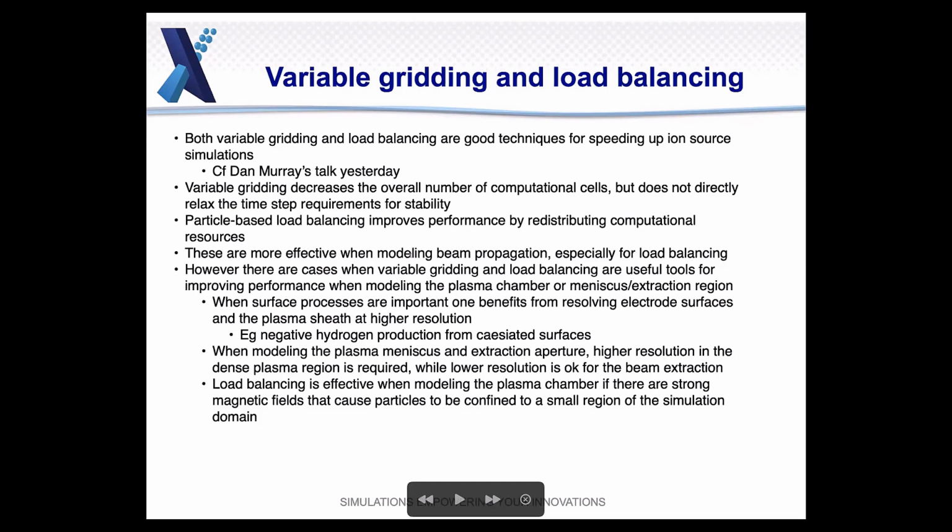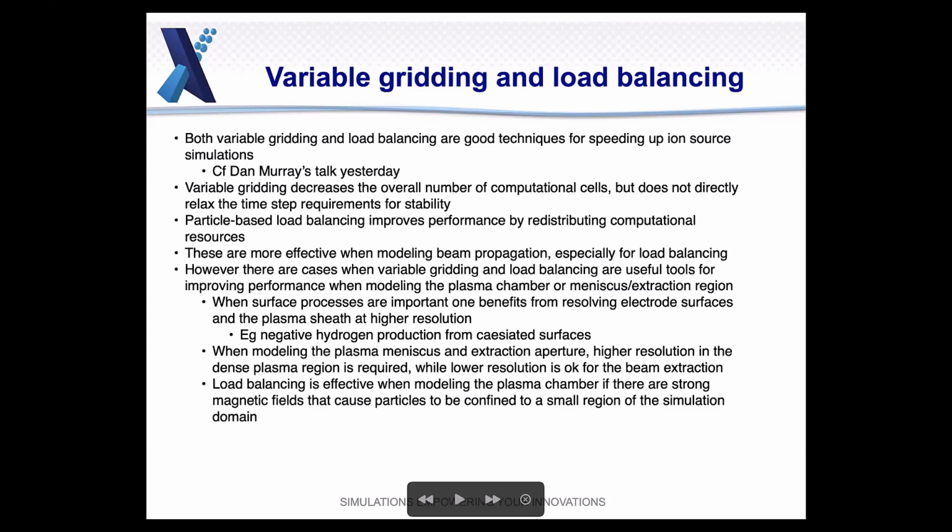When you're modeling plasma buildup, the particles are pretty well distributed evenly over your entire simulation, so this is not going to give you a lot of speed up necessarily. However, there are cases when it would. For instance, in some negative hydrogen ion sources that are used for neutron production, they produce negative hydrogen by impinging hydrogen onto a cesiated surface. In that case, you might want to have a finer resolution mesh near the surface so that you can resolve that physics a little bit better.